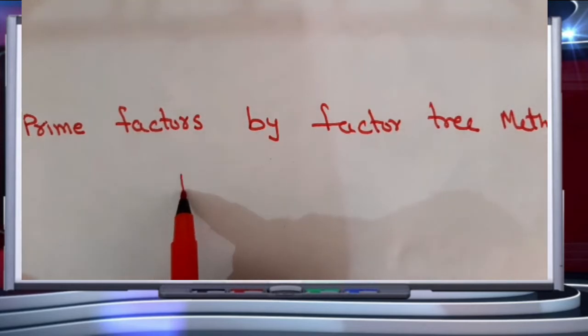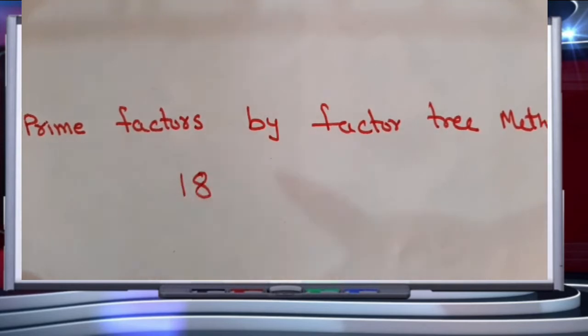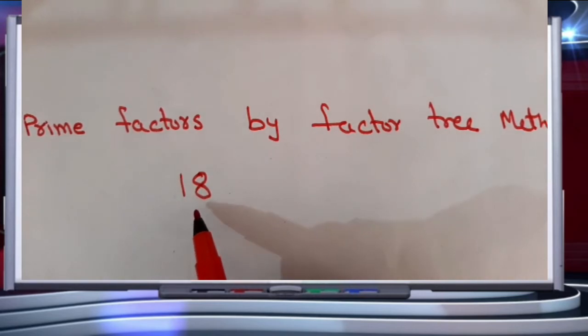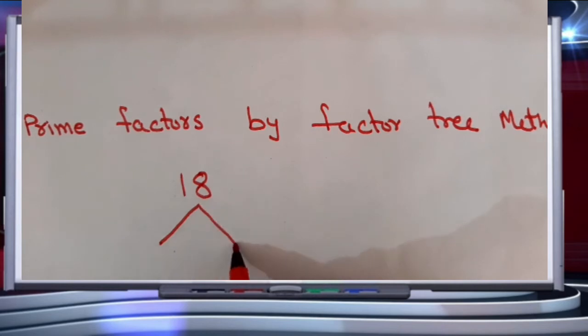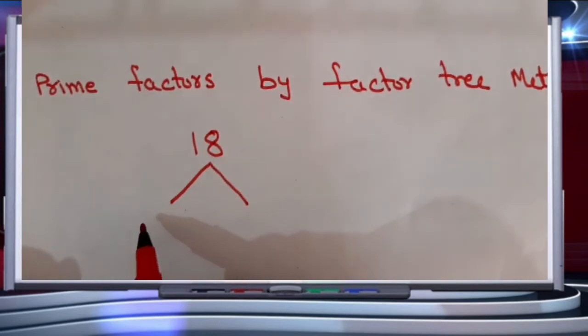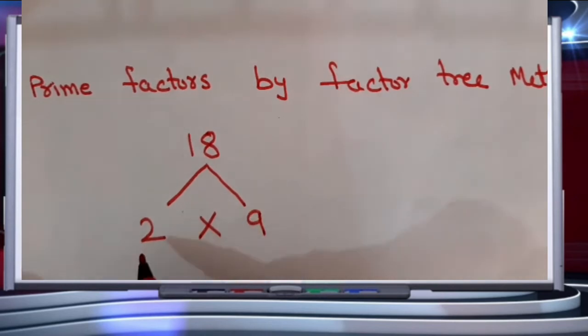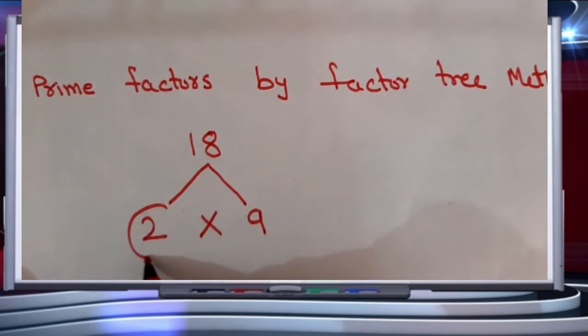Now we will understand how to find the prime factors using the factor tree method. Suppose we have to find the prime factors of 18. First of all, we will start with the first prime number, that is 2. Now this 18 comes in the table of 2. We know this, 2 9s are 18. Now I'll make 2 branches and I'll write here 2 and 9. Always we will start with the prime number. Here 2 is the prime number, so I'll circle this 2. It has become my fruit.